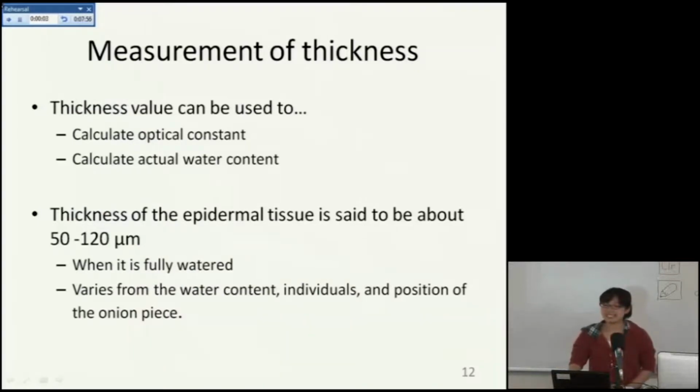And next, the measurement of the thickness. I want the values of the sample thickness because I want to use this to calculate the optical constant and calculate the actual water content of the sample. On the other hand, the thickness of the onion epidermal tissue is said to be about 50 to 120 micrometers when it is fully watered. However, this value will vary with the water content, individuals, the position of the onion leaf, and so on. But I want to have a precise value of this, so I conduct this measurement.